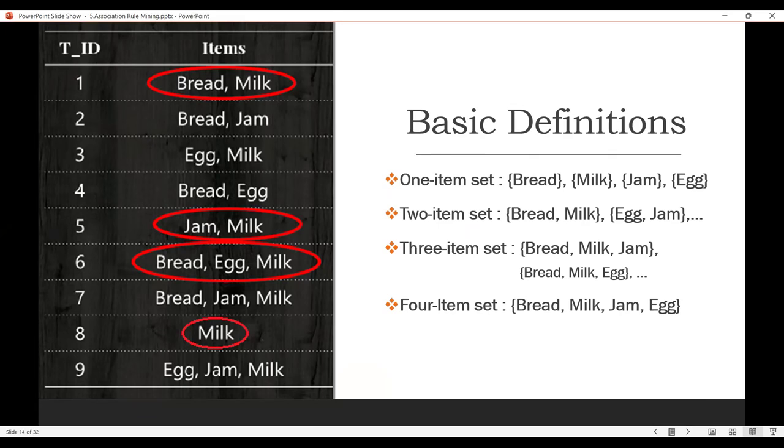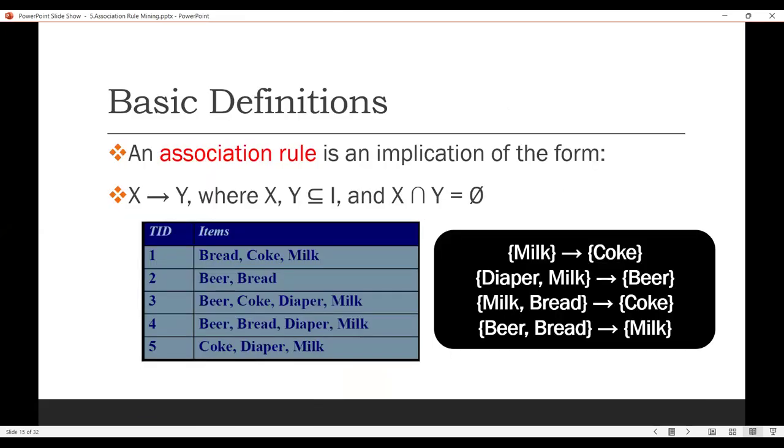Okay. Now we will move to the basic definition of association rule mining, right? Association rule in the sense, you have 2 sets. One set is X, Y is another set, right?